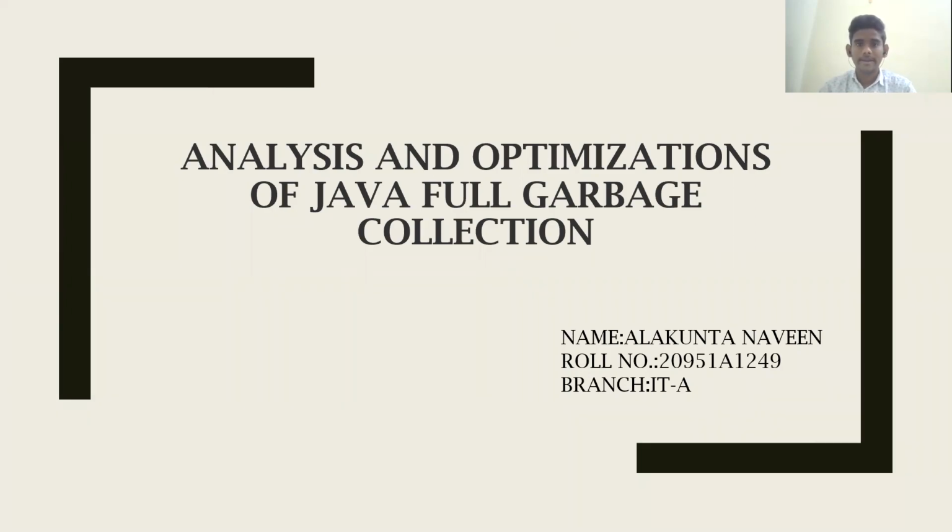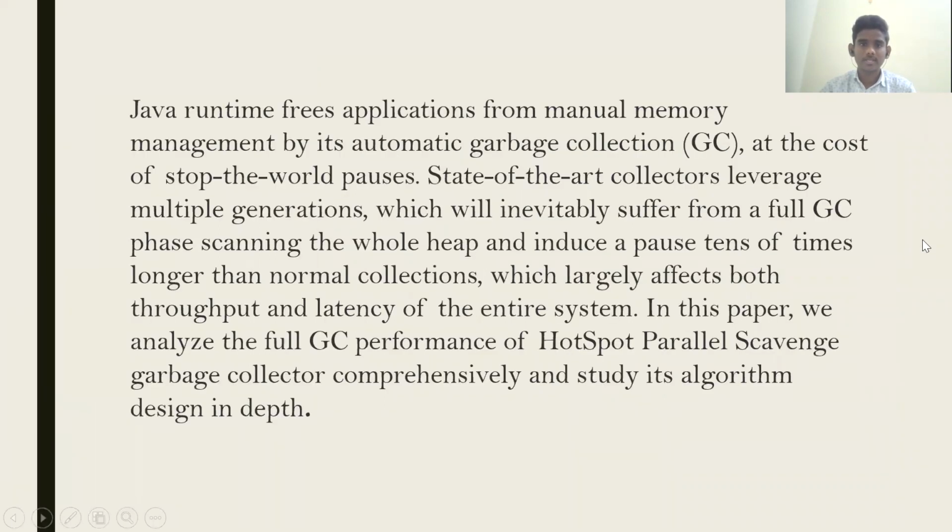And my topic is about analysis and optimizations of Java full garbage collection. Java runtime frees applications from manual memory management by its automatic garbage collection (GC) at the cost of stop-the-world process. State of the art collectors leverage multiple generations, which will inevitably suffer from a full garbage collection phase, scanning the whole heap and inducing a pause tens of times longer than normal collections, which largely affects both throughput and latency of the entire system.